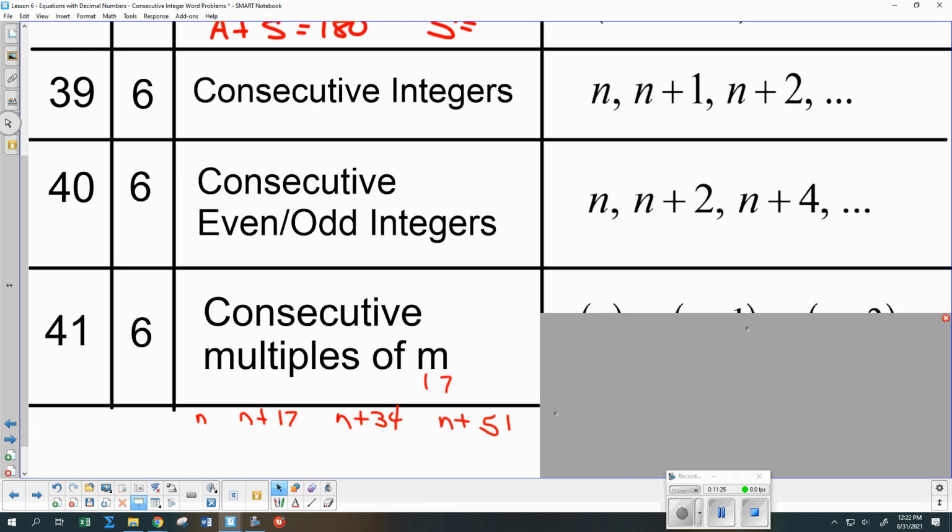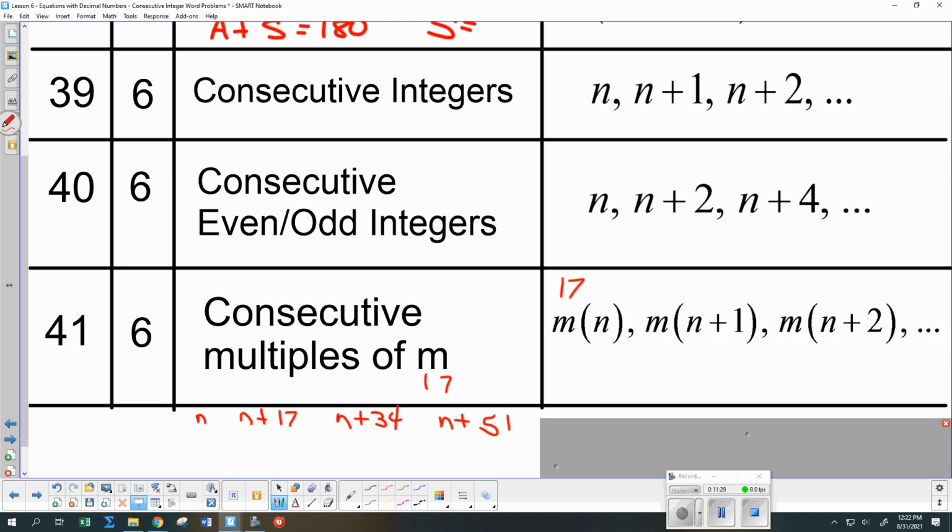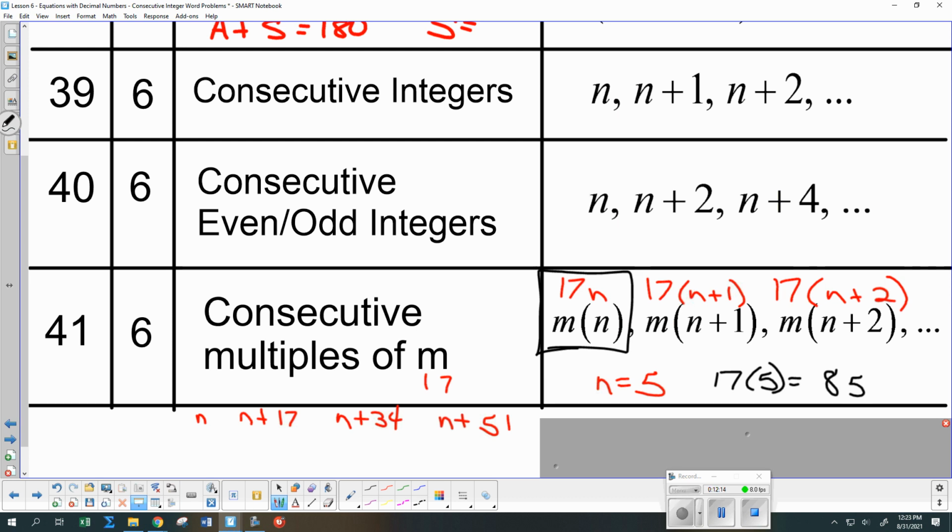Instead, what we could do is to say 17 times n, 17 times n plus 1, 17 times n plus 2, and so on. So whatever the multiple is, times n plus 1, n plus 2. Then we set it up, we go through our work, and maybe I get n is 5. If I use this formula, n is not the first multiple I'm looking for. The first multiple that I'm looking for is going to be n times that n. So in this case, 17 times 5, which is 85 if I multiply correctly here.